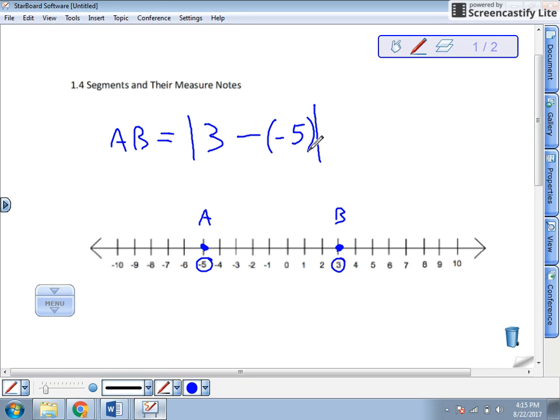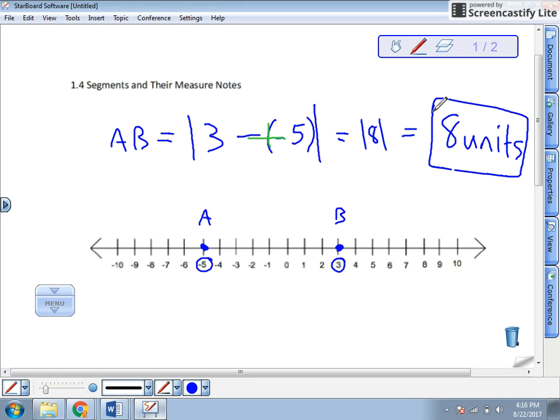Whenever we see that minus a minus, that becomes plus. You guys remember that from algebra. So this really becomes addition. So it's 3 plus 5. So the absolute value of 8, which again is just a distance of 8 units. So this would have a distance or measure of 8 units. That's how you do those problems.